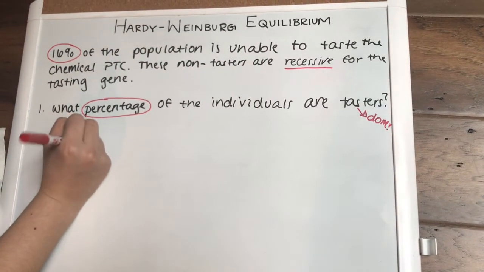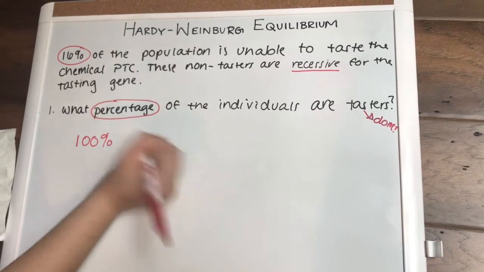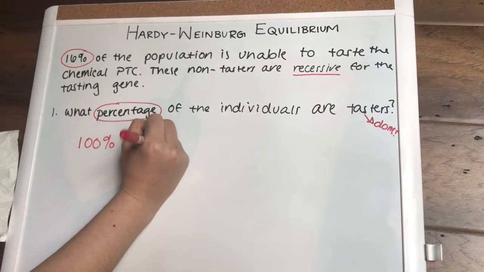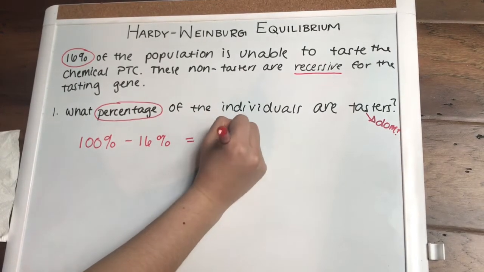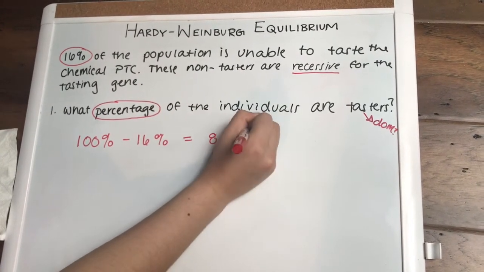This is asking for the combination of the homozygous dominant and heterozygous genotypes. Since we only know the percentage of homozygous recessive genotypes, we simply subtract 16% from 100% to find the answer to part 1, which is 84%.